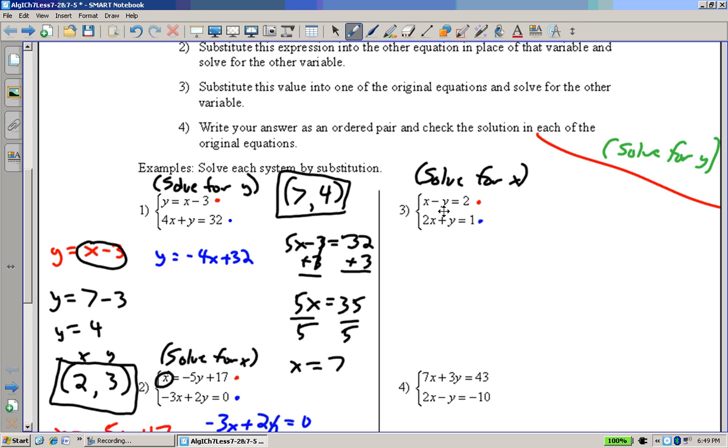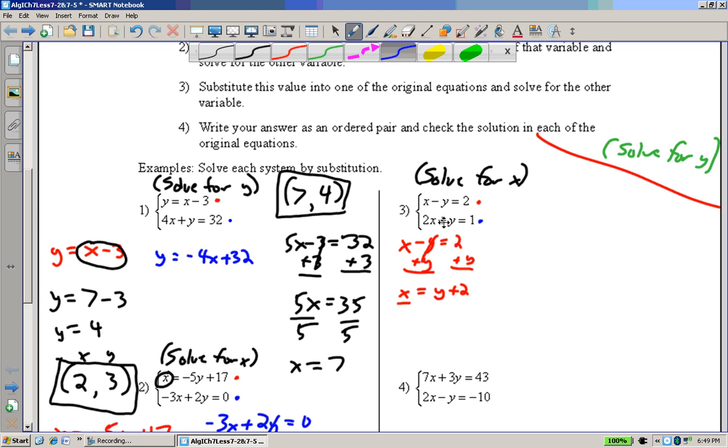Solve for x. x minus y equals 2, so we're going to add y to both sides. So x equals y plus 2. And now, since we've got an x by itself, that's good, we're going to solve on the blue one as well. So 2x plus y equals 1. We're going to subtract 2x from both sides.